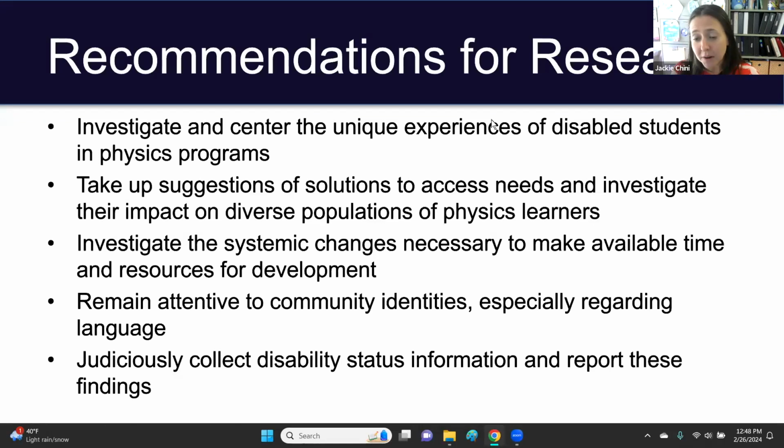Another thing that is important at the physics community level is to make sure that we are collecting disability status information in a way that is appropriate, that doesn't put a burden on disabled folks to identify and does not put them at risk, but that allows us to learn about how disability is represented in the physics community and to track changes over time and across programs.